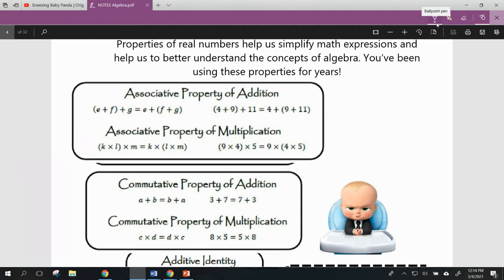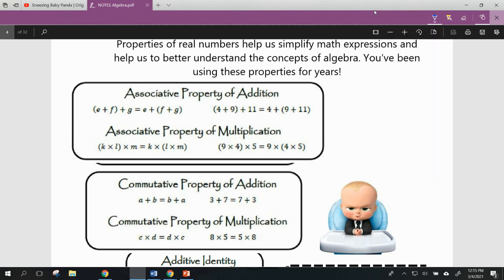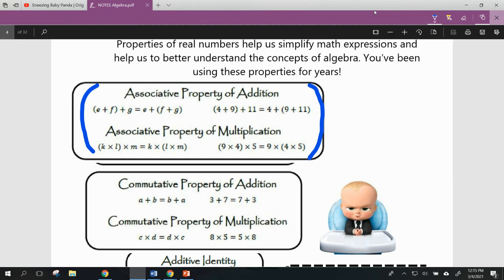We have the associative property of addition and multiplication. What's important to note is that this property will only work if our entire problem is all just addition, or our entire problem is just multiplication. Let's look at how it works. What you'll notice here is that our associative property deals with parentheses. So the first thing I want you to do is draw some parentheses. Our associative property must have parentheses in it to be, well, the associative property.